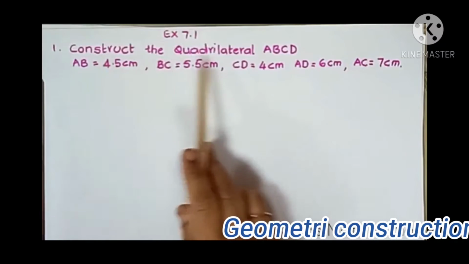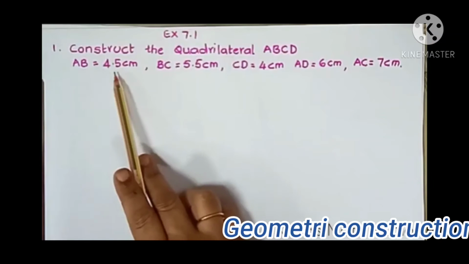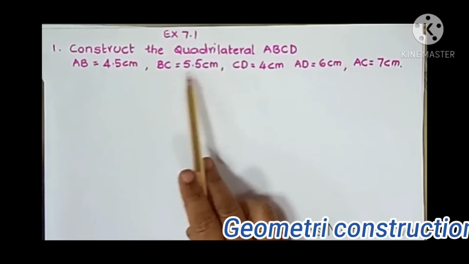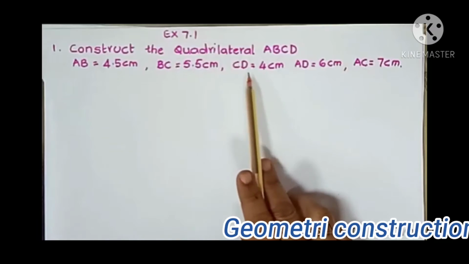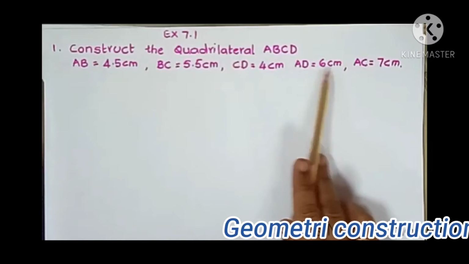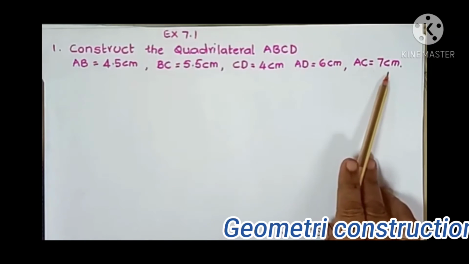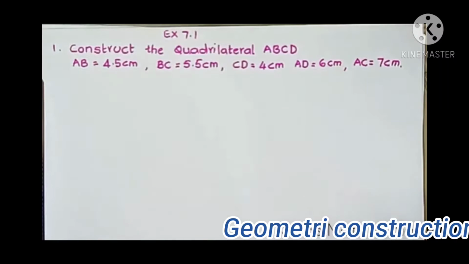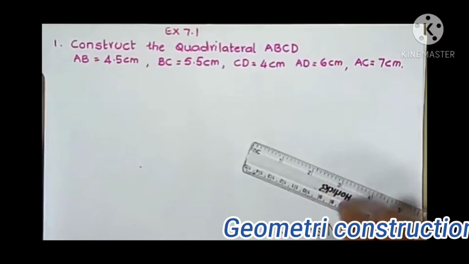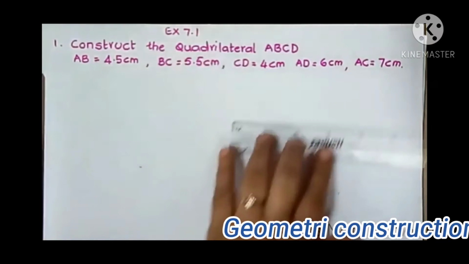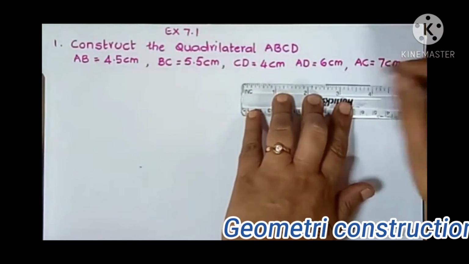Let me explain how to construct the quadrilateral ABCD when 4 sides and a diagonal are given. AB is equal to 4.5 centimeter, BC is equal to 5.5 centimeter, CD is equal to 4 centimeter, AD is equal to 6 centimeter and AC is equal to 7 centimeter. Whenever we need to construct something in our geometry, we have to take a rough sketch first. Rough sketch means it is not about the given measurement, we just have to make one rough sketch.